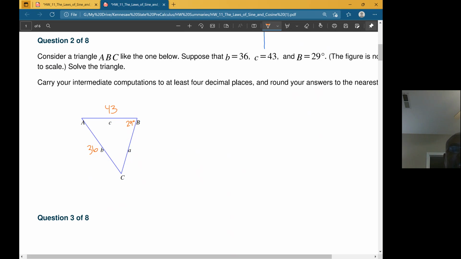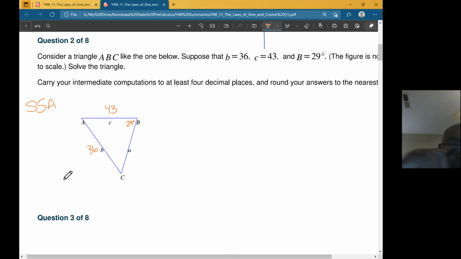Now, first off, we notice something. This is a side-side-angle situation where you have two sides and a non-included angle. All right, this is the ambiguous case. We don't like this, but it is what it is. This is how we do it. We're going to use the law of sines because we have a side and an angle that are across from each other. So we're going to use this and we're going to wrap the ambiguous case in that.